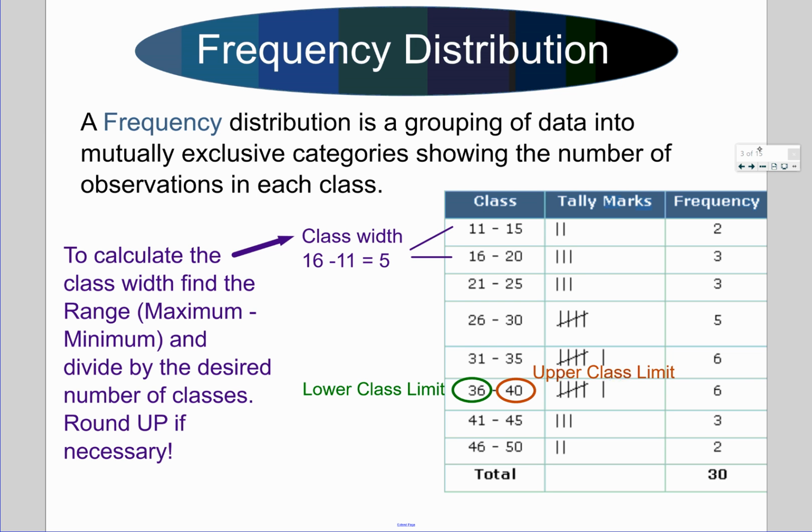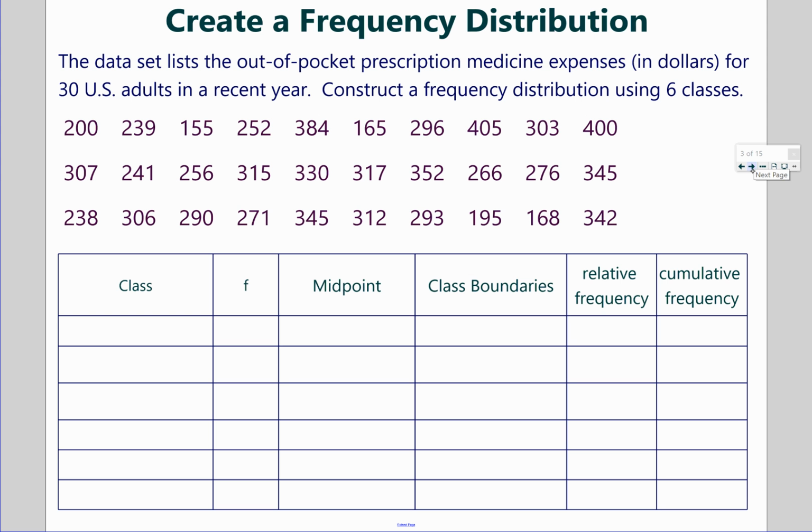All right, so to that little handout I gave you, we're just going to do a couple things on this, and then we'll come back to it in a minute after we get a few more definitions. So we've got this data set. This data set lists the out-of-pocket prescription medicine expenses in dollars for 30 U.S. adults in a recent year. We're going to construct a frequency distribution using 6 classes.